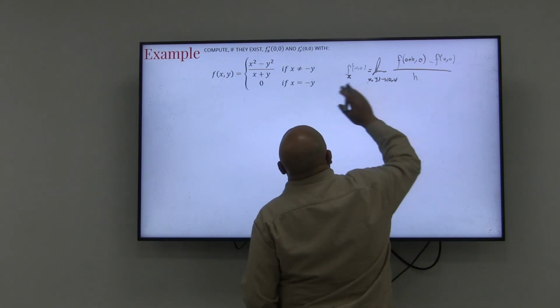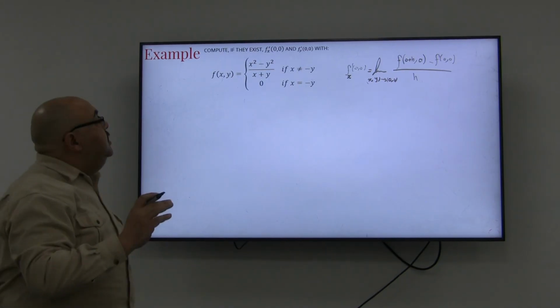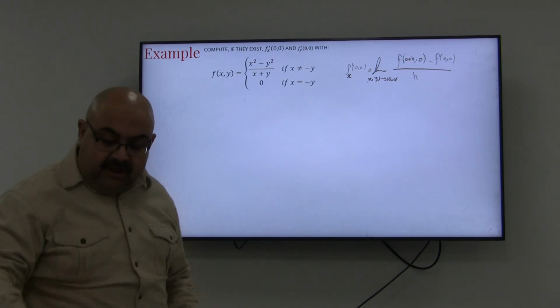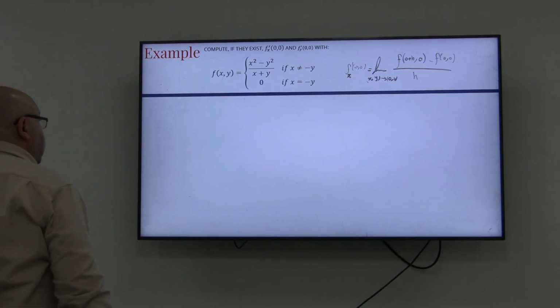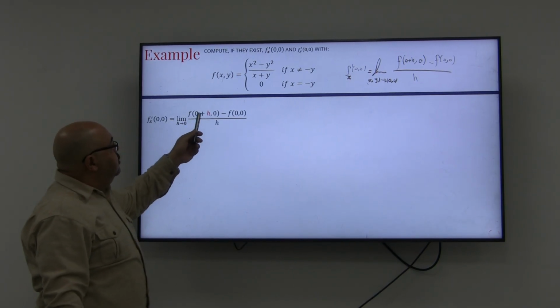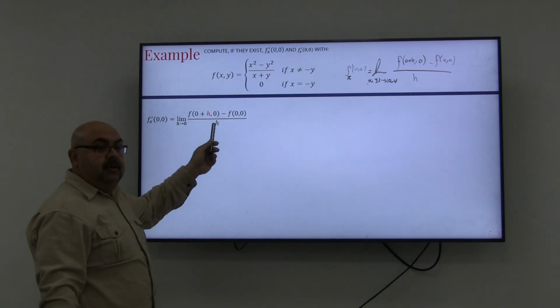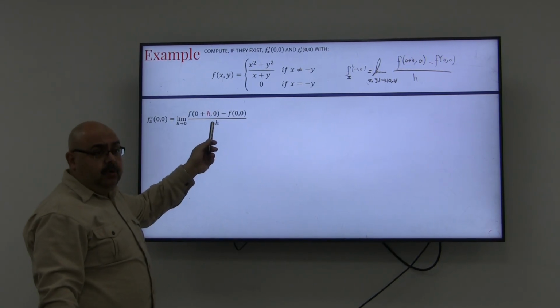All you have to do is to make the substitution. Start substituting by these values. Once more, so that you don't feel that things are repeated. Once more, h tends to 0. f of 0 plus h minus f of 0 over h. I will have to do the substitution.